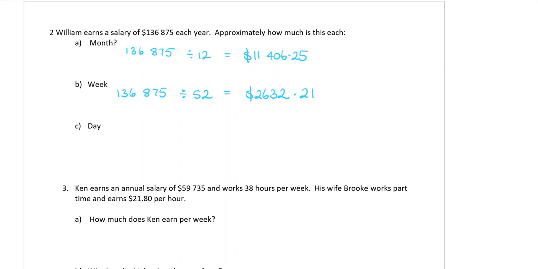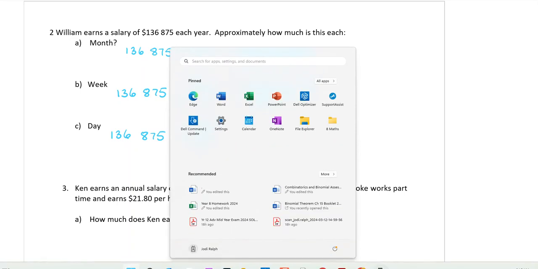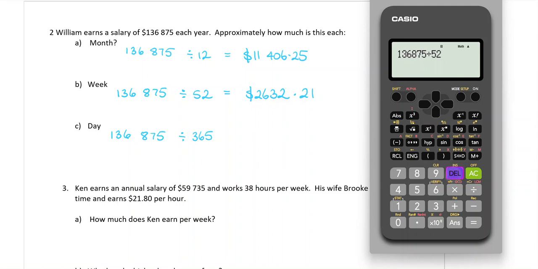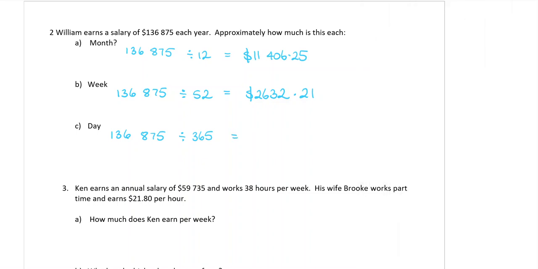And finally, how much would he be getting per day? So he's starting with annual pay again. We're going to divide by 365 because there's 365 days in a year. So let's just back arrow that again. Divide by 365 and he gets $375 a day.